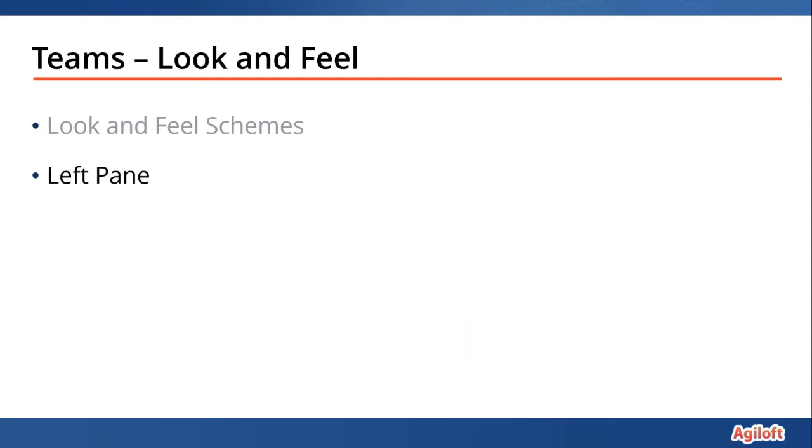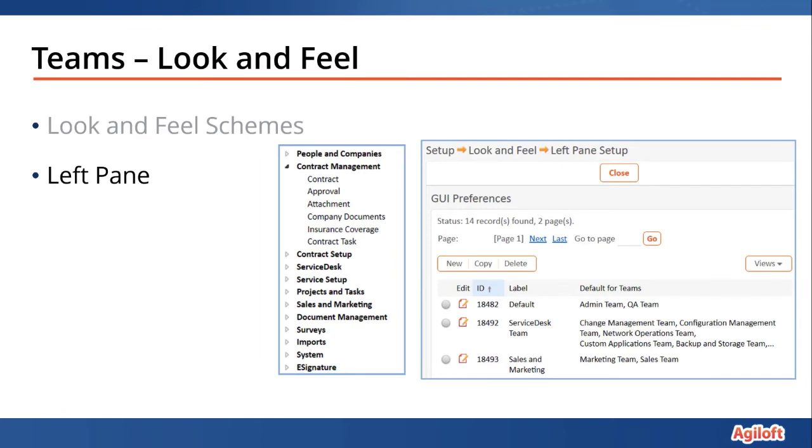The left pane is also determined by the user's team. This allows you to determine which tables are visible in the left pane based on the user's team assignment. From the left pane setup, you can also determine if users can access the My Assigned section, view their last opened records, and a variety of other settings.